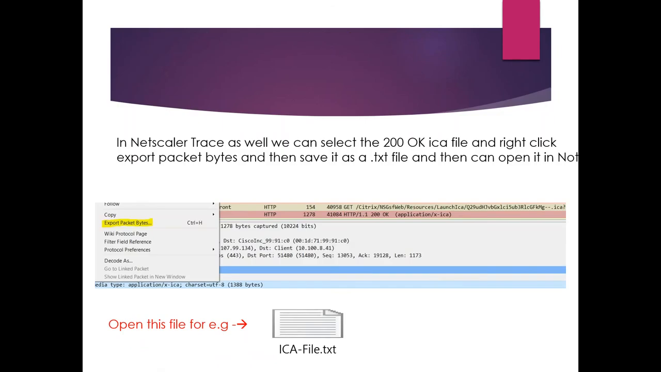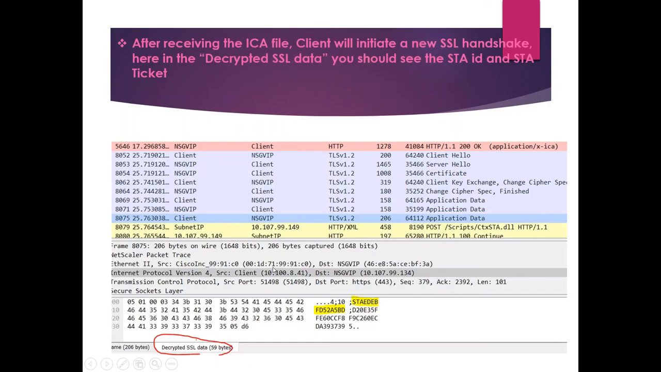And normally, when this file is sent to the client, you also see it in the NetScaler trace, because StoreFront will pass this ICA file to the NetScaler. So on NetScaler, when you do launch.ica, you'll see a 200 OK with application/x-ica. This file, if you just right click and export packet bytes, you'll see an ICA file there. You can save it as a text file. And here I just saved that file. If you just open that file.